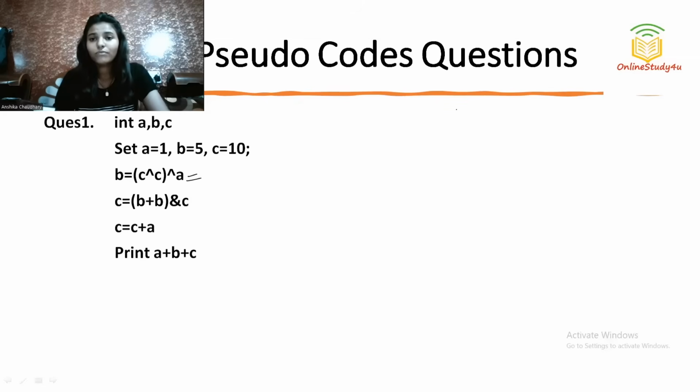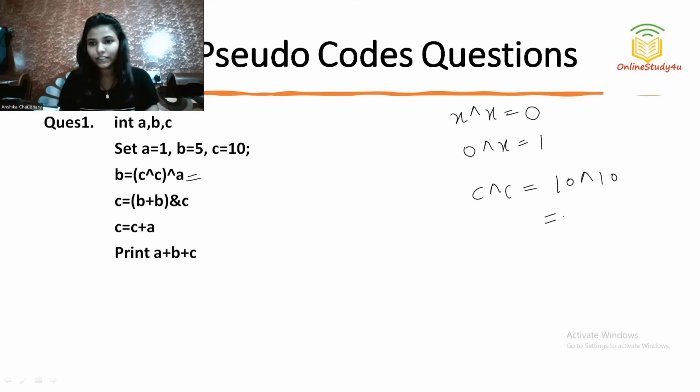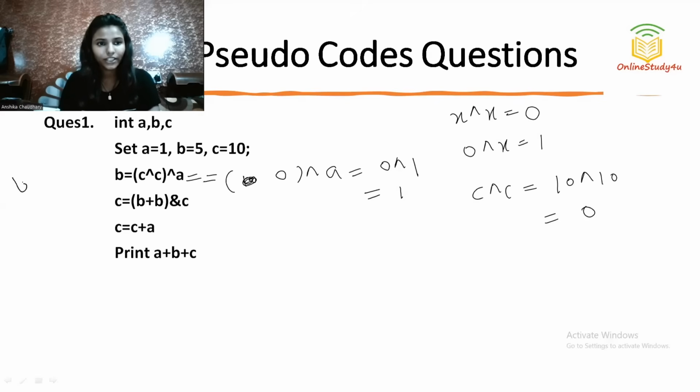So guys, when we perform XOR of x with x, this will give 0, and if we perform it with 0, it gives 1. So what is this? This is c XOR c. The c value is 10. 10 XOR 10 will be equal to 0. So this will assign 0. Sorry, this is 0 XOR a. Now what is the a value? The a value is 1, so this will give 1. So now the b value is 1.